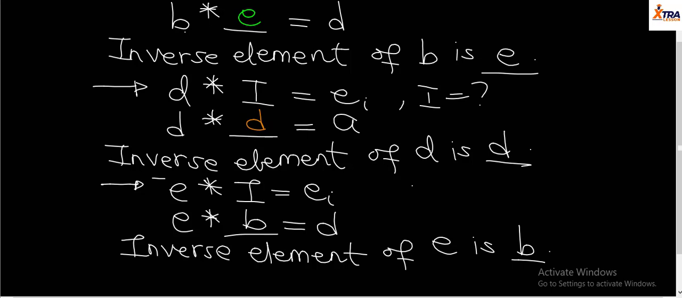So in the next class, we'll be looking at another example on how we can operate on the inverse element, the identity element, and the commutative properties based on the operational table. See you next class.